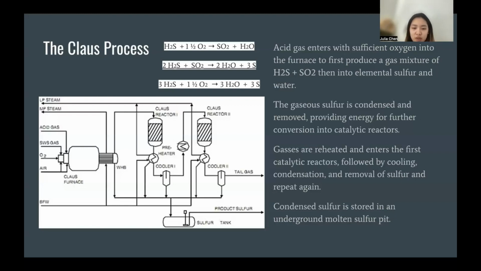Reaction heat produced in the burner is recovered in the waste heat boiler by generating medium pressure steam that is used in reheating for catalytic stages, and the sulfur products are cooled and condensed, which generates low pressure steam. The condensed sulfur product is stored in an underground molten sulfur pit, where it is later pumped to truck loading for shipment. Claus tail gas from the last stage sulfur condenser is sent to a tail gas treatment unit to remove the unconverted SO2 before disposal.